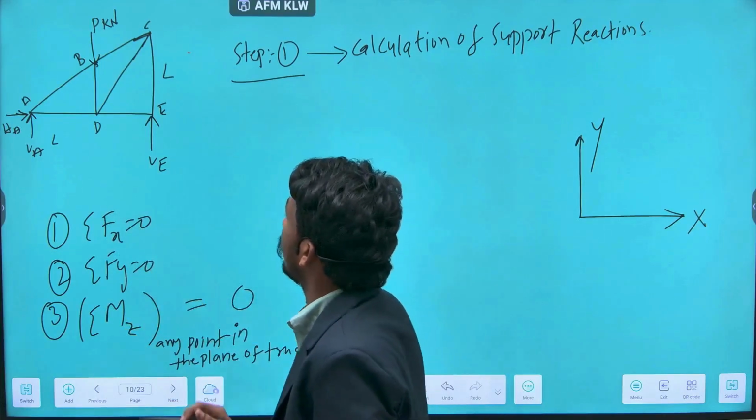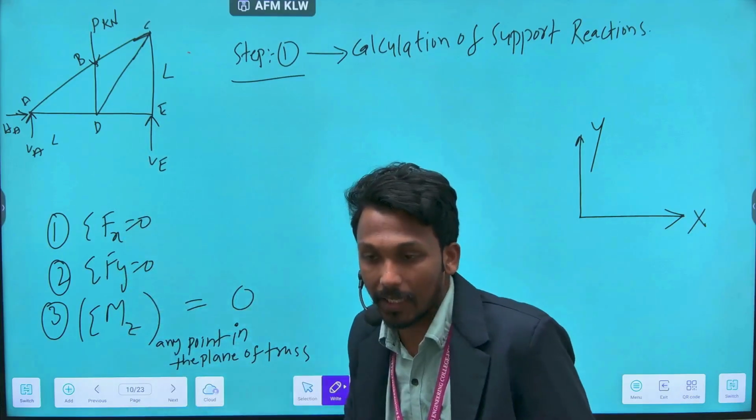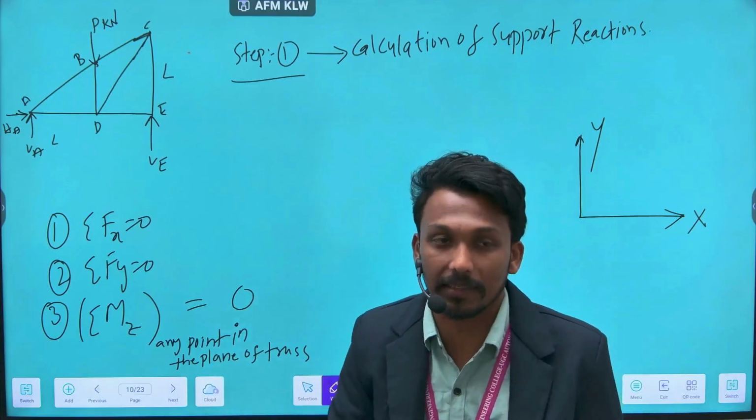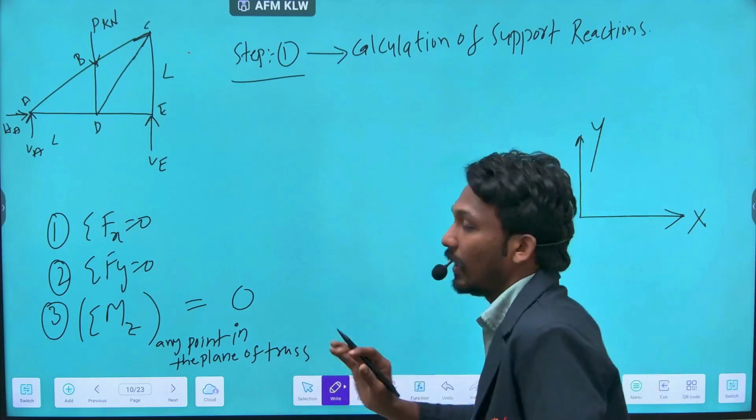So sigma Fx equals 0. What does it mean physically? It means the summation of the forces acting along the horizontal direction, that is our x direction, is 0.